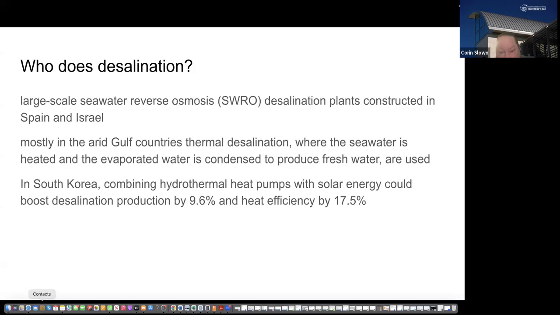So who does desalination? Well, there are large-scale seawater reverse osmosis desalination plants that have been constructed in Spain and in Israel, mainly in the arid Gulf countries. They use thermal desalination, where seawater is heated and then the evaporated water is condensed. In South Korea, there's some really interesting research around hydrothermal heat pumps that use solar energy to help boost desalination production and to improve efficiency.